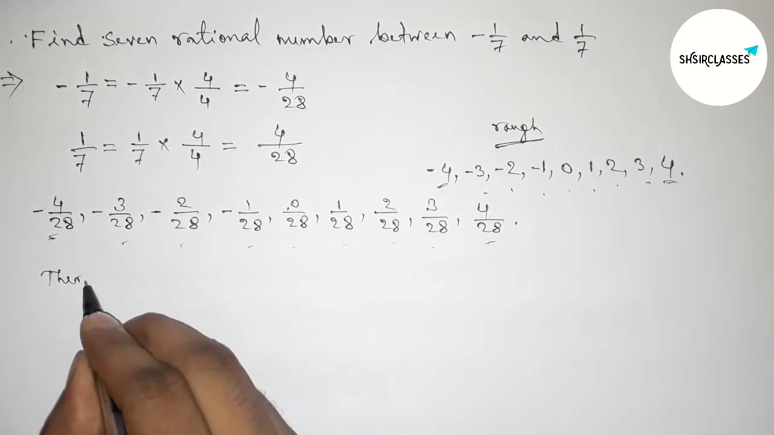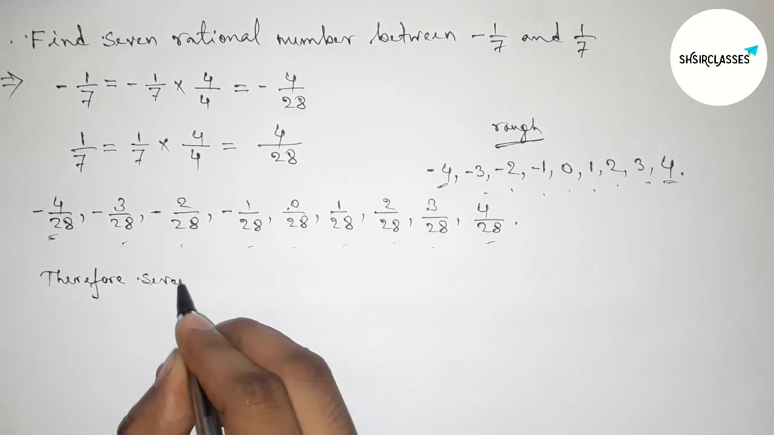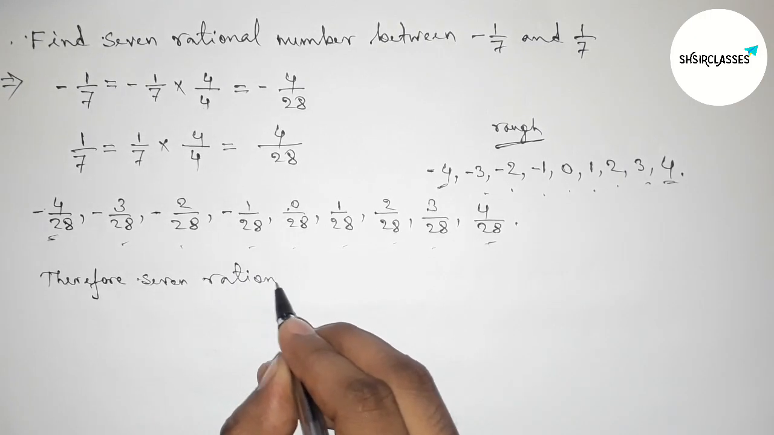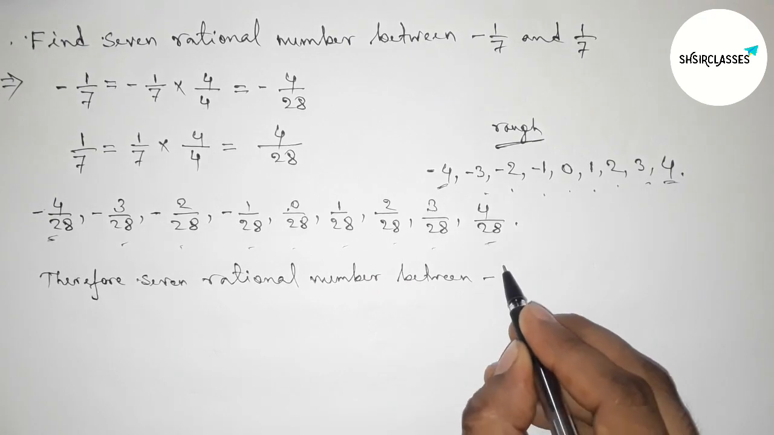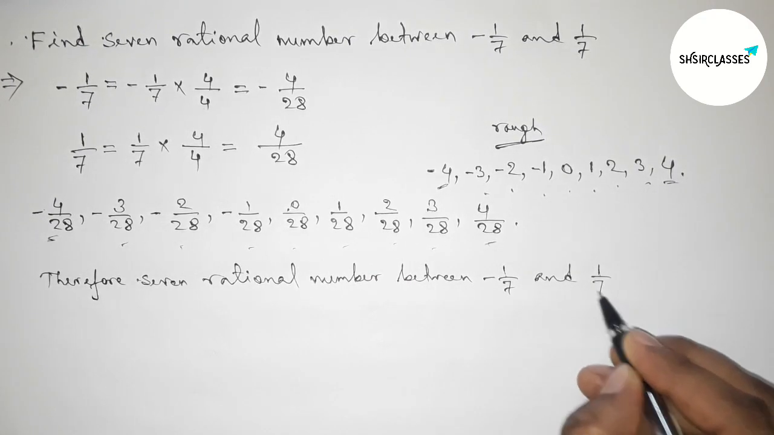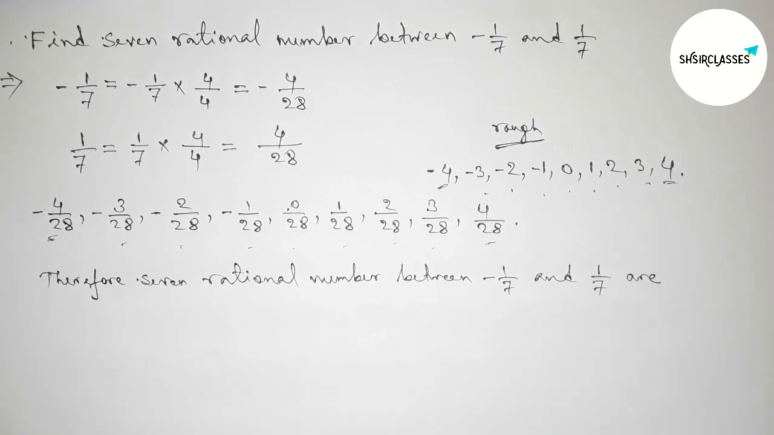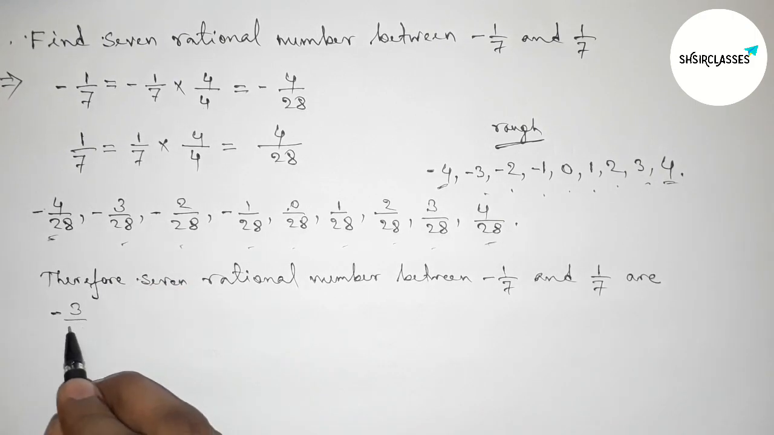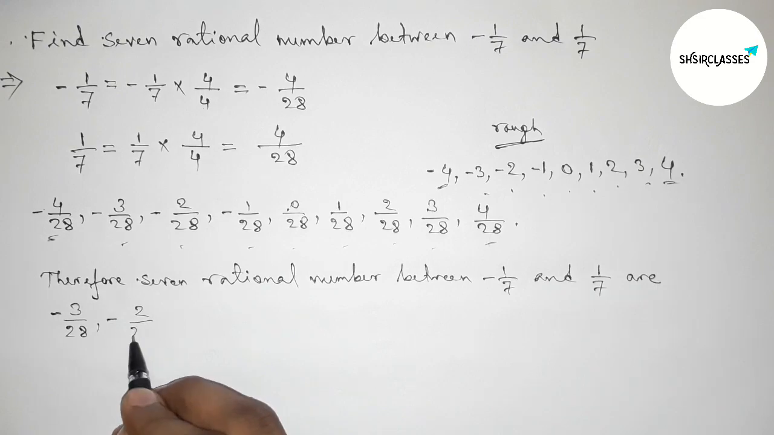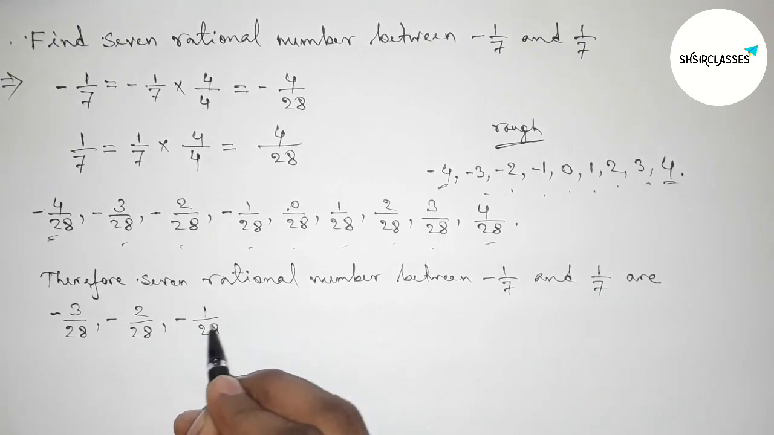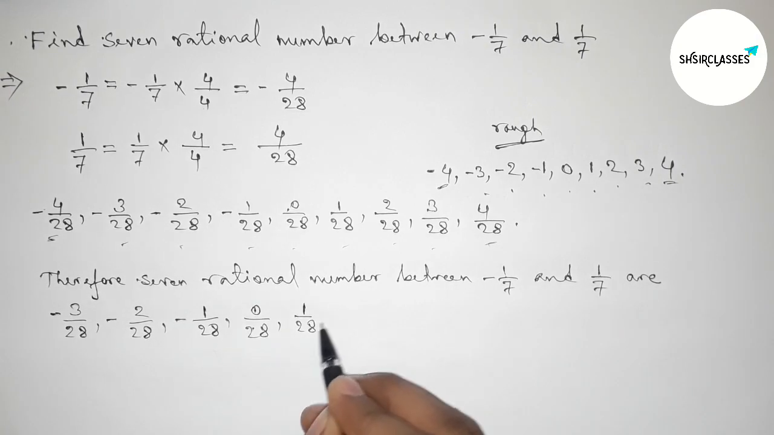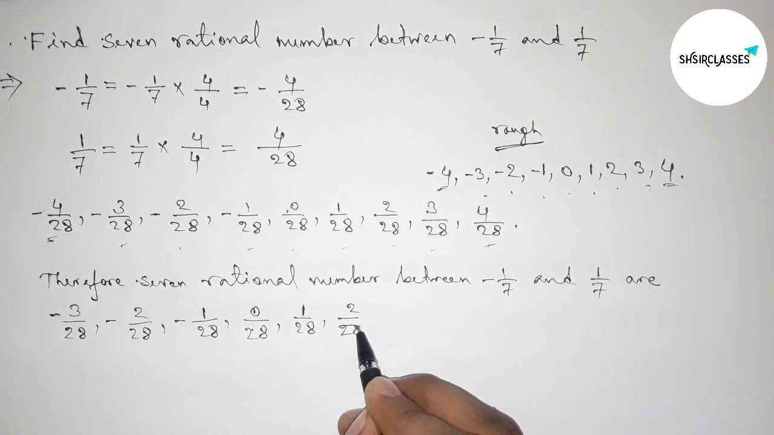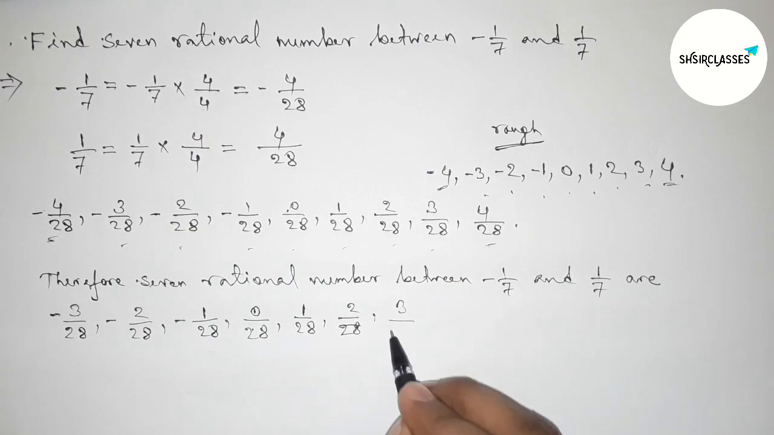Okay. So therefore the required 7 rational numbers between minus 1 by 7 and 1 by 7 are: first one is minus 3 by 28, then minus 2 by 28, then minus 1 by 28, 0 by 28, 2 by 28, then 3 by 28.